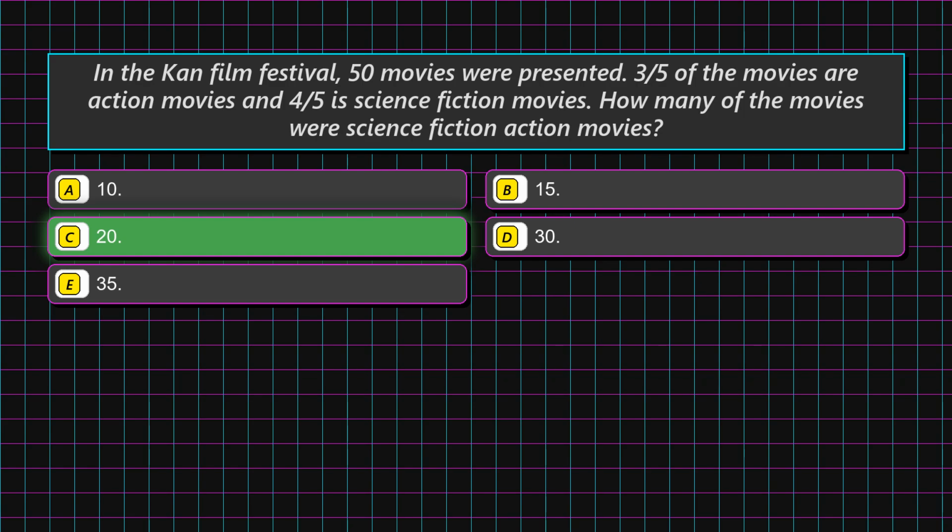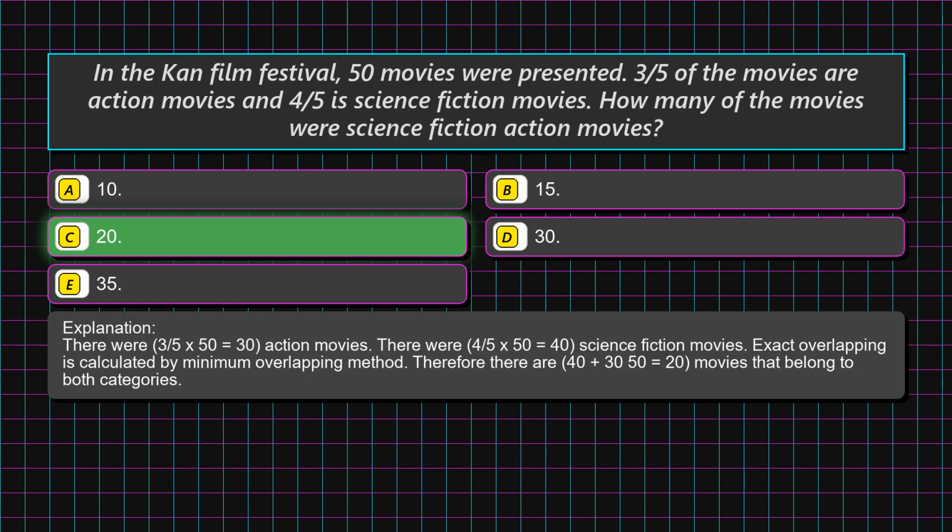The correct answer is option C, 20. There were 3/5 x 50 equals 30 action movies. There were 4/5 x 50 equals 40 science fiction movies. Exact overlapping is calculated by minimum overlapping method. Therefore there are 40 plus 30 minus 50 equals 20 movies that belong to both categories.